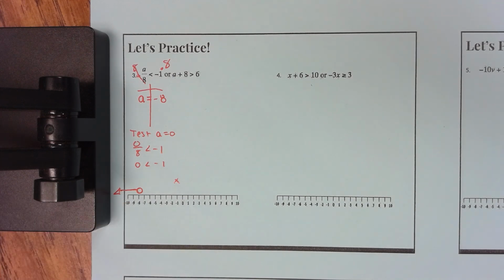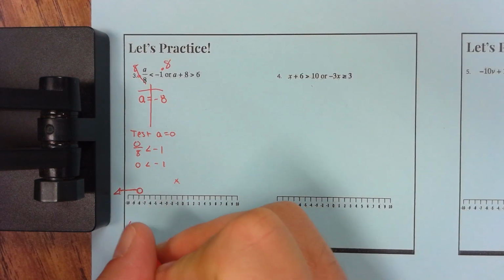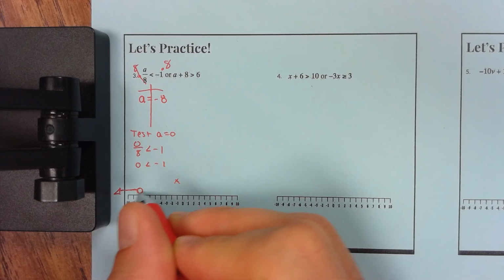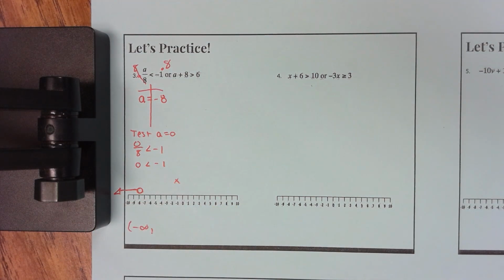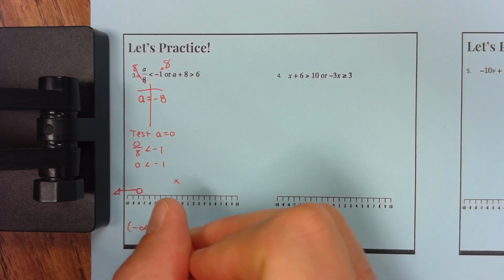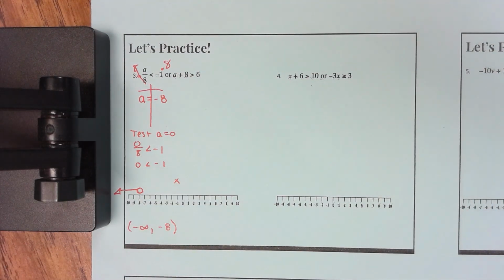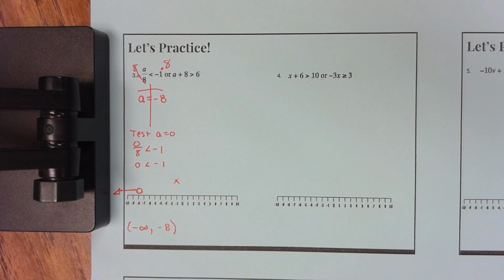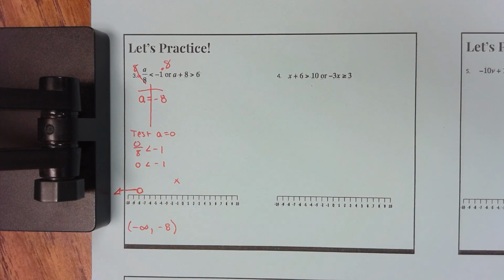Writing the inequality for that number line, it goes all the way to the left to -infinity, and the furthest or biggest value that it gets to is this -8. So -infinity to -8, all open parentheses so far.